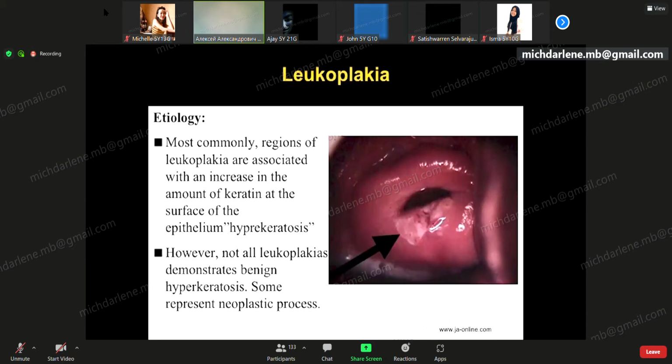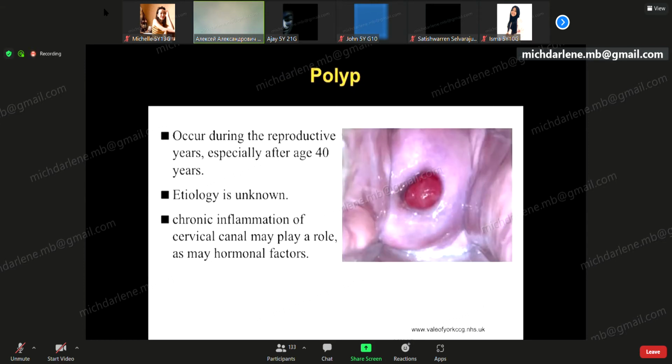Leukoplakia: most commonly, regions of leukoplakia are associated with an increase in the amount of keratin at the surface of the epithelium, hyperkeratosis. However, not all leukoplakias demonstrate benign hyperkeratosis. Some represent a neoplastic process. Polyps occur during reproductive years, especially after age 40. Etiology is unknown. Chronic inflammation of the cervical canal may play a role, as may hormonal factors.